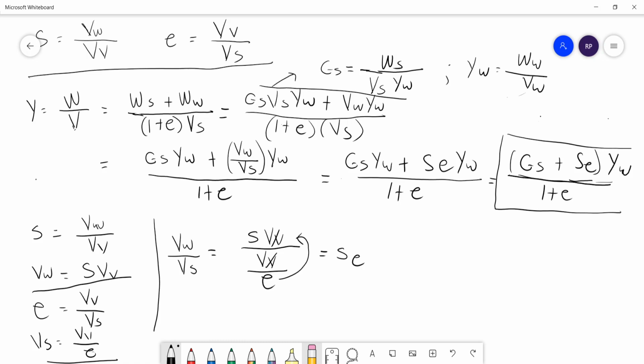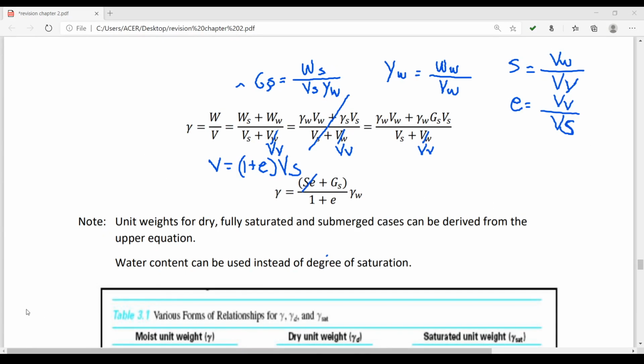If we go back to our PDF, okay, so our PDF. We have your unit weight that is equal to Se plus Gs all over 1 plus e multiplied by the unit weight of water, γw. Okay? And we have a note here: unit weights for dry, fully saturated, submerged cases can be derived from the upper equation.